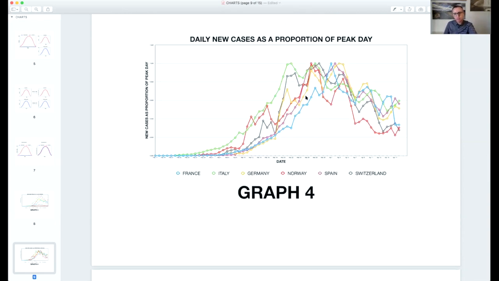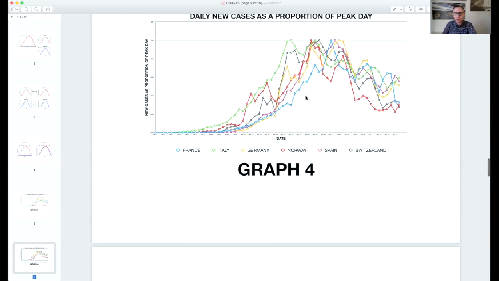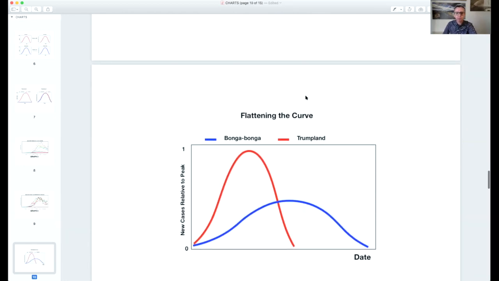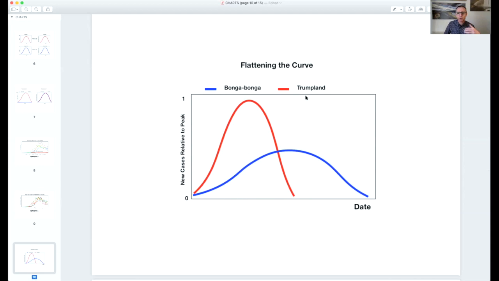Now, the second statistical jiggery pokery I did was an interesting one, and again, let me go back to Bonga Bonga land and Trump land, and this is about flattening the curve. Now, there's a huge discussion at the start of lockdown that lockdown is about flattening the curve. Flattening the curve saves lives. So let's say on our normalised vertical scale 0 to 1, Trump land's curve looks like that and Bonga Bonga land's curve looks like that. So Bonga Bonga has flattened the curve, Trump land didn't flatten the curve in this example. And what you'll notice is the peak of the Trump land curve is much closer to 1 than the peak of the Bonga Bonga land.